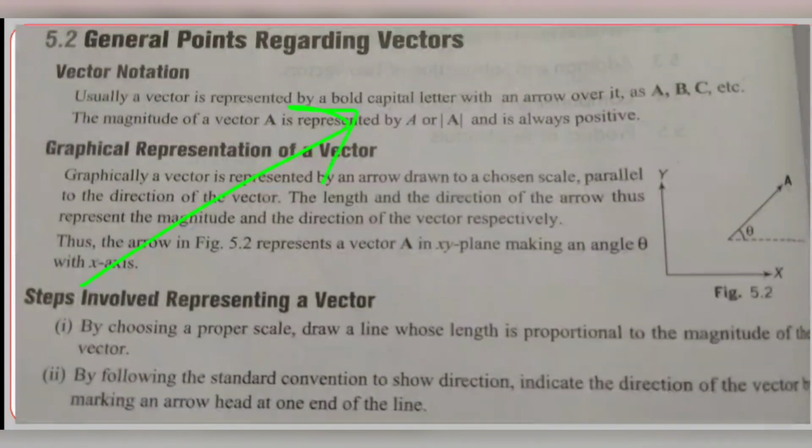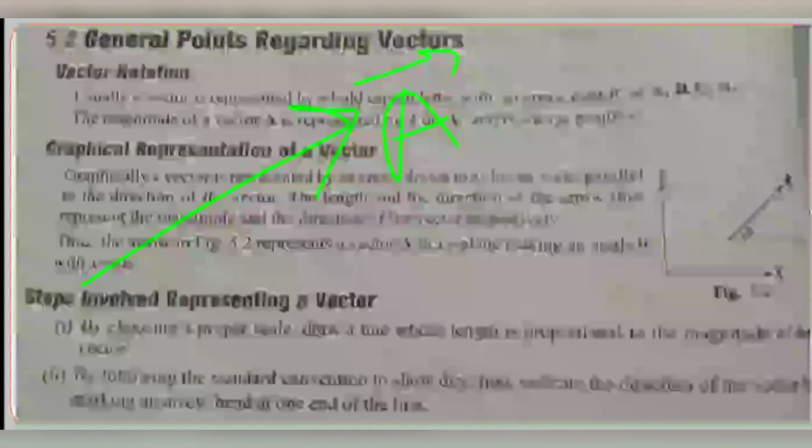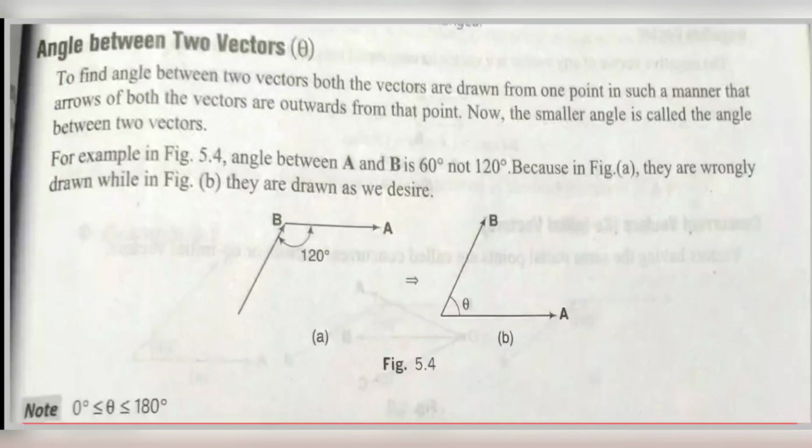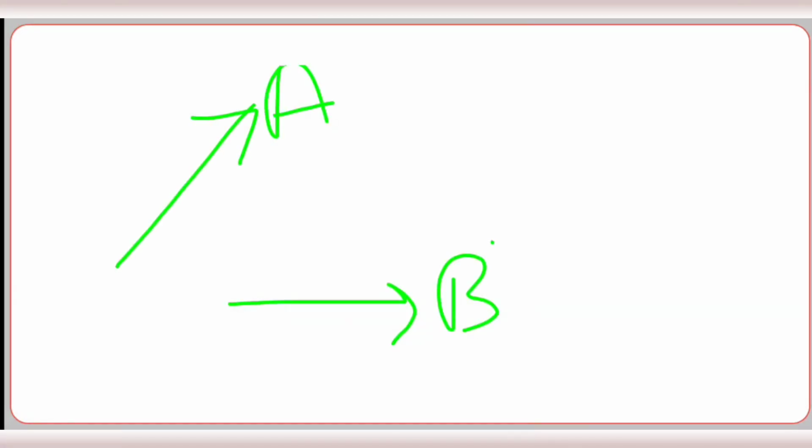Like I said, this is a vector A, this is a vector B, this is a vector C. So like this we'll be drawing the vectors. Now it comes to how we take out the angle between two vectors. Suppose we have two vectors, vector A and vector B. Now you will ask what the angle formed will be.